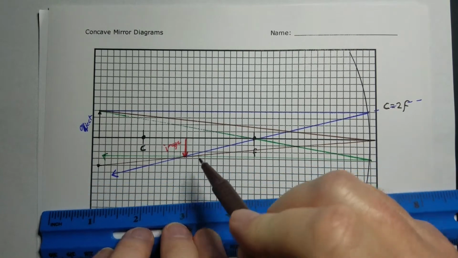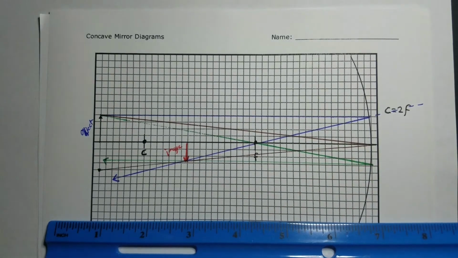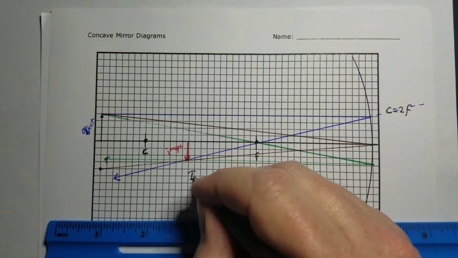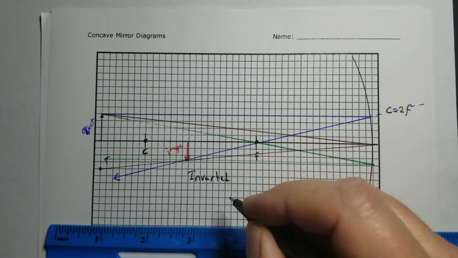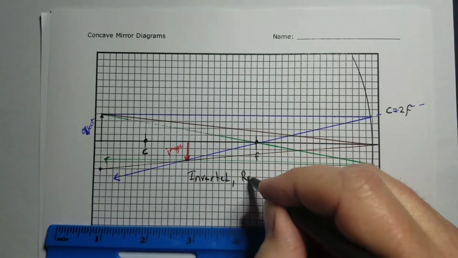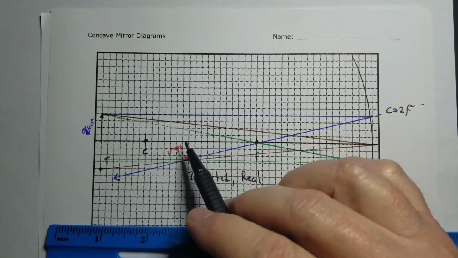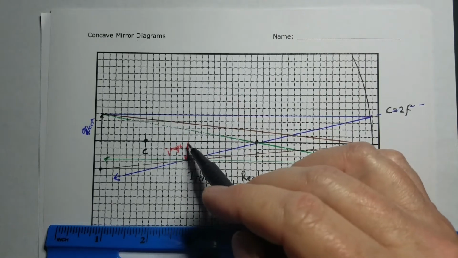Now, for properties of this image, for one thing, you see that it's upside down, so it's inverted. And it's also real, because that is actual light that's being reflected off. So if we put a screen right there, we can actually show an image of that upside down arrow on the screen.